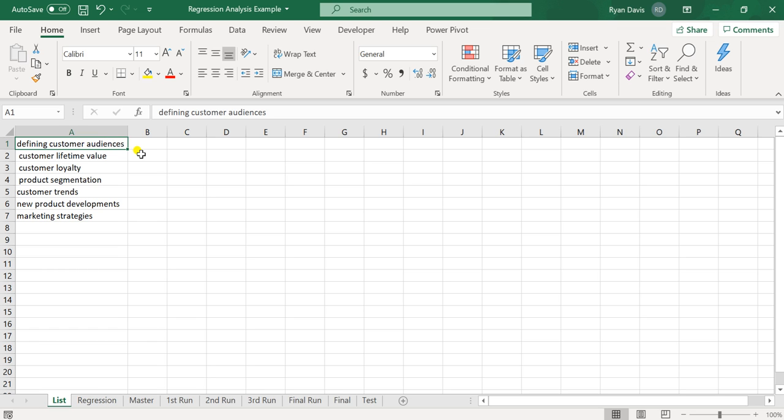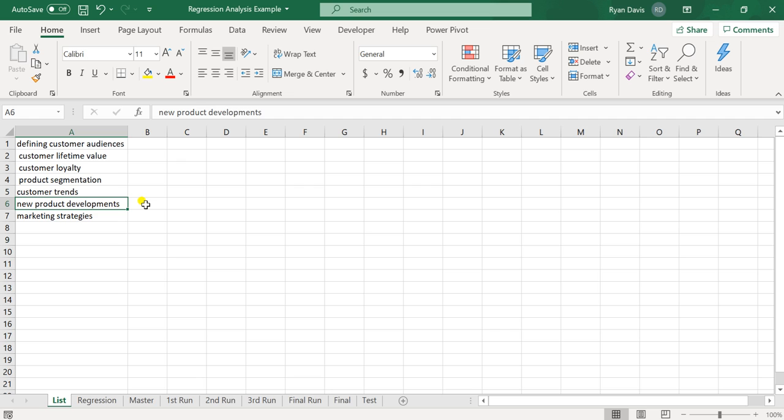Defining customer audiences, so your target audience, who are those individuals? Customer lifetime value, so how much a customer spends with you over the course of their quote unquote lifetime with you. Customer loyalty, who are your most loyal customers. Product segmentation, so what are the products that your customers are buying, and then if you throw in customer audiences, you can see which audiences are biased to what products. Customer trends, so how customers behave with your business.